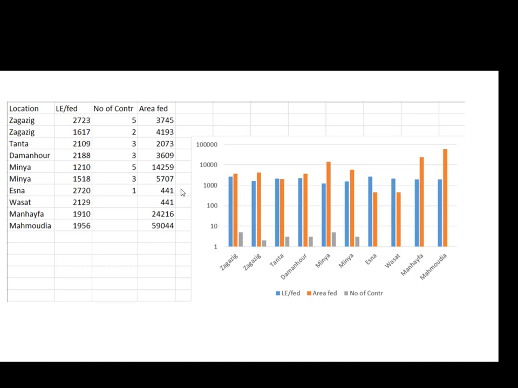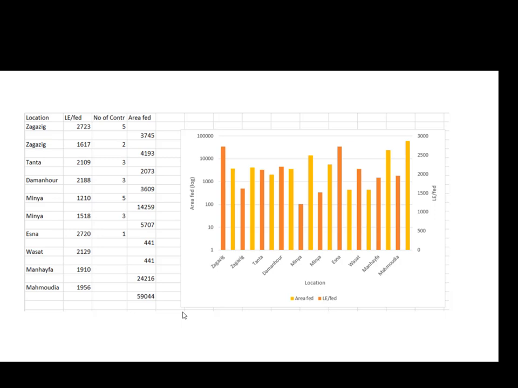The problem with the chart is that the number of contracts is very small compared to the cost or the area in Feddan. Therefore, I used a logarithmic Y scale to be able to read the numbers in the table with somewhat better clarity, considering the data in the three columns.